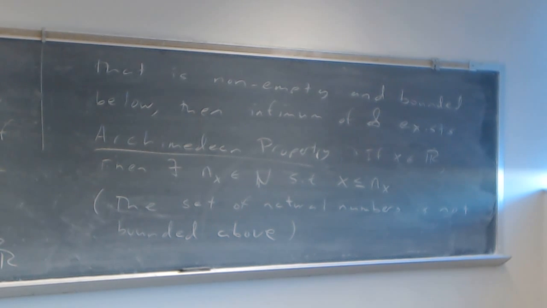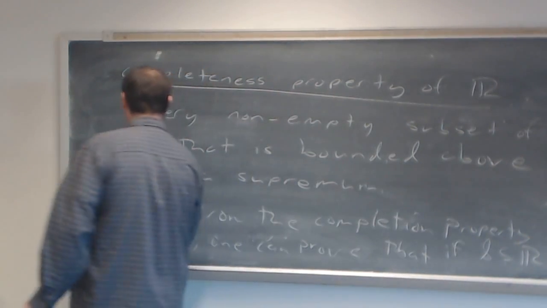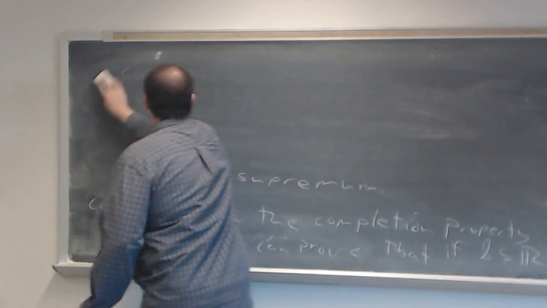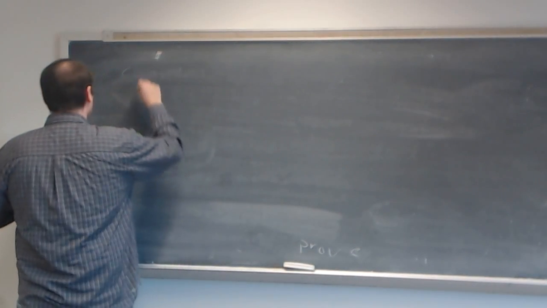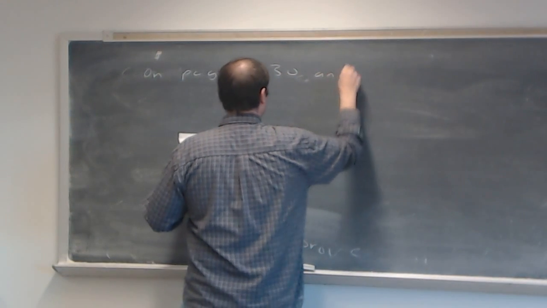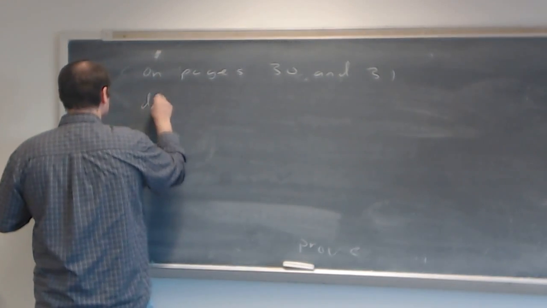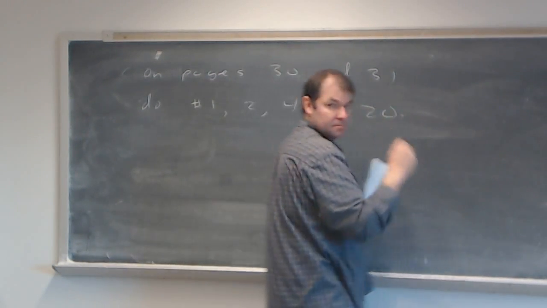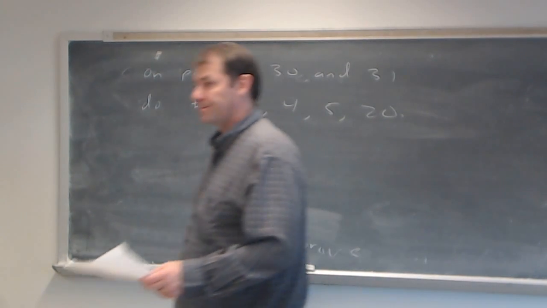The homework was this, so I'll write it over here. Don't forget, this was the homework. From our text, on pages 30 and 31, do numbers 1, 2, 4, 5, and 20. Thank you very much.